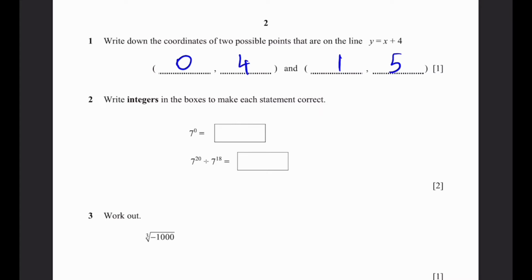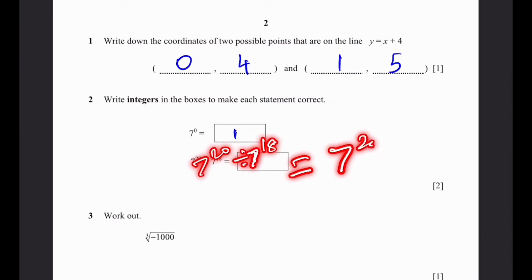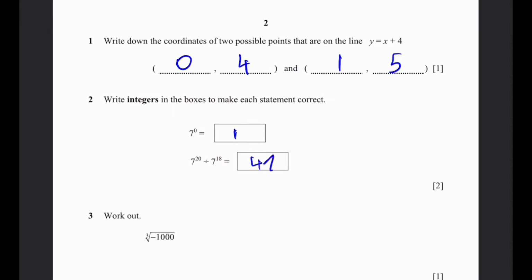Question 2. Write integers in the boxes to make each statement correct. 7 to the power 0 is 1, since anything to the power 0 is 1. 7 to the power 20 divided by 7 to the power 18: we use the power rule. When you divide two powers with the same base, you subtract the powers. So 7 to the power 20 minus 18 is 7 squared, which is 49. We have to write integers, so we write 49. We can't write 7 squared.